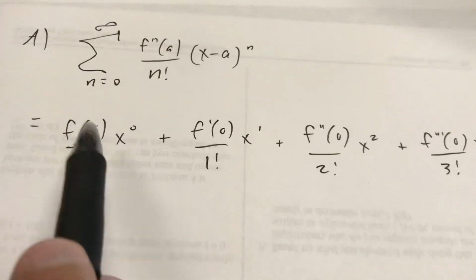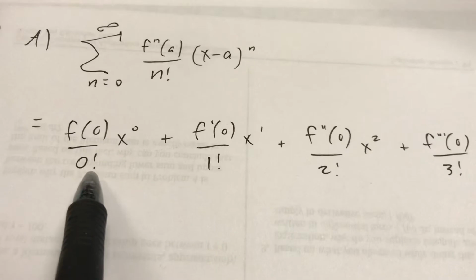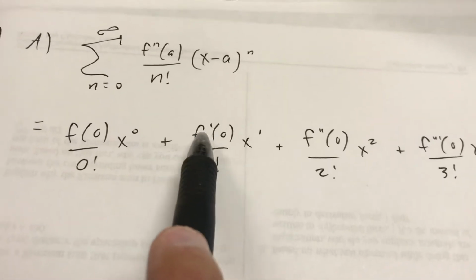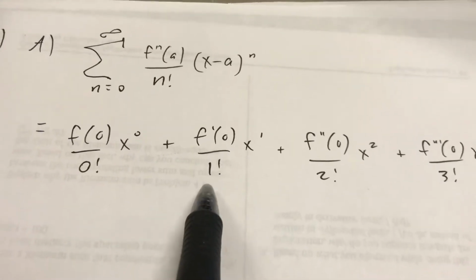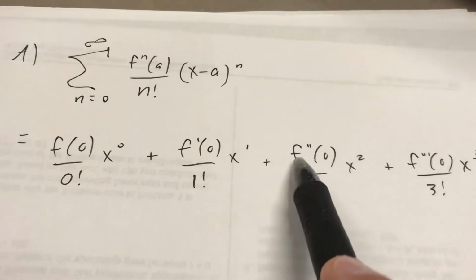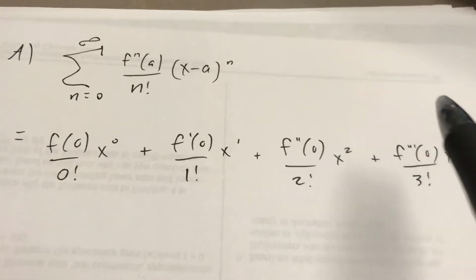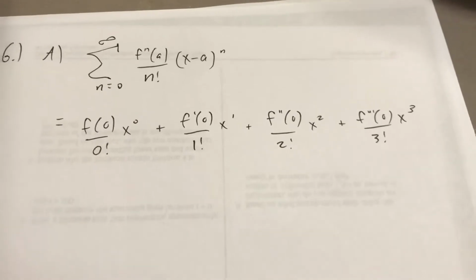So 0th derivative, which is really just the functional value at 0, divided by 0 factorial times x to the 0. First derivative at 0 over 1 factorial x to the first. Second derivative at 0 over 2 factorial x squared, and so on. And then you can just drop everything in here.